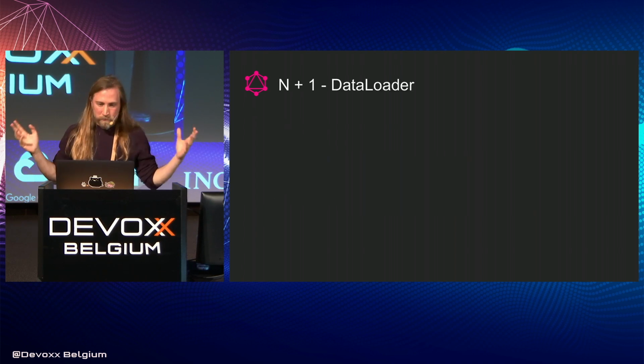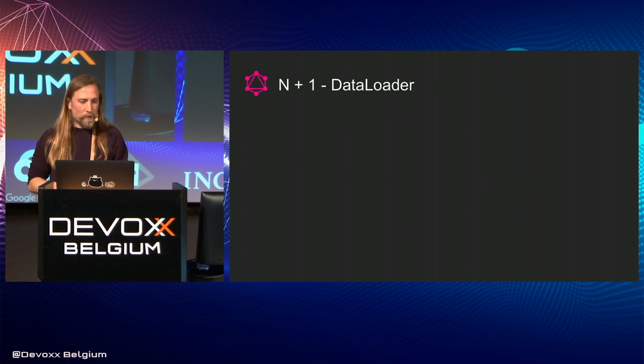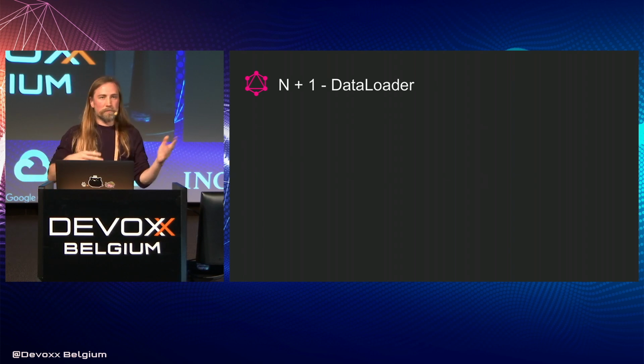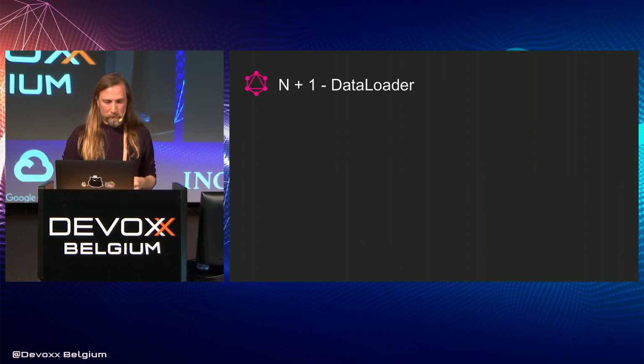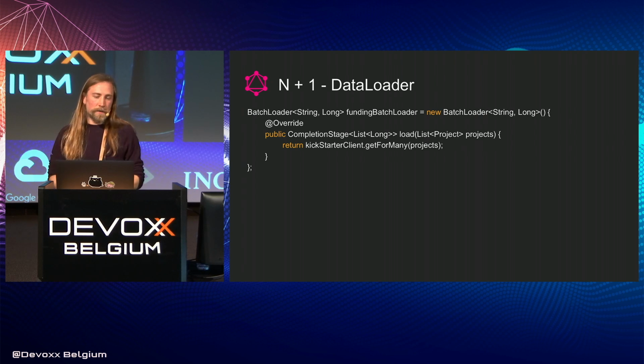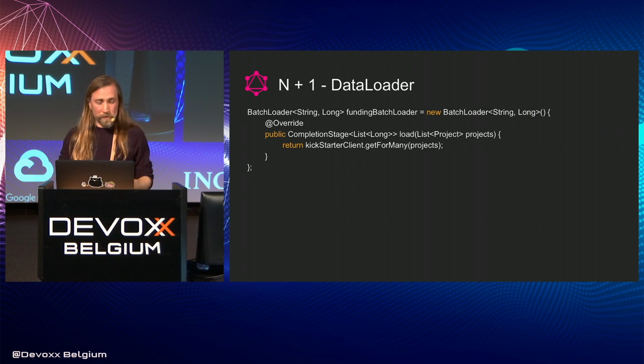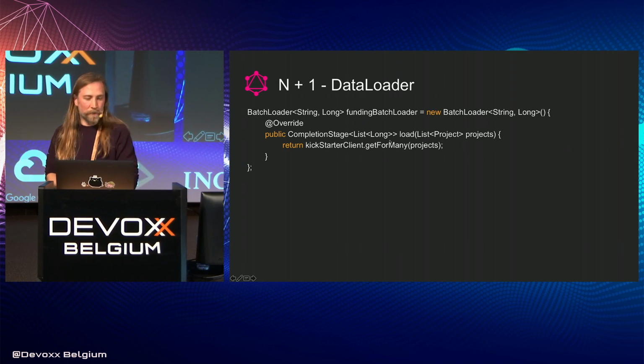So the prime solution to this is the DataLoader library. It exists in many languages, but we're talking Java here, so you are looking for java-dataloader. How DataLoader works is you supply a function called batch loader. Batch loader function is able to do exactly that, to load a bunch of values using a bunch of keys. So in our case, we would receive a list of projects and we would return a list of longs, where long is the amount of the funding.